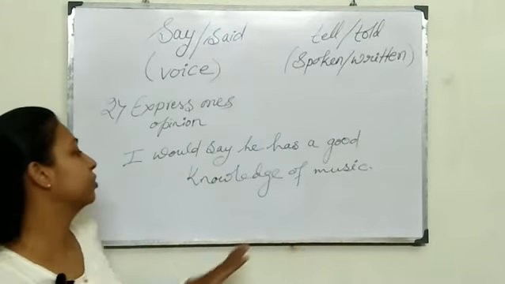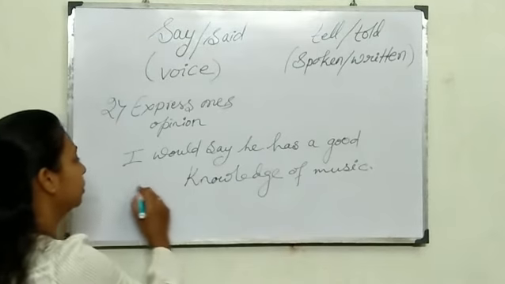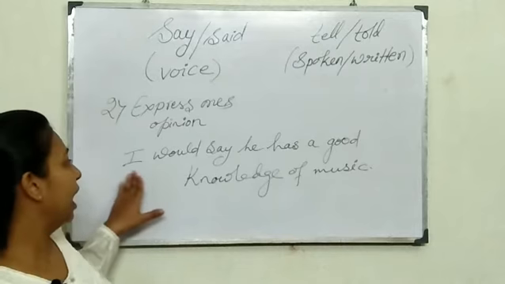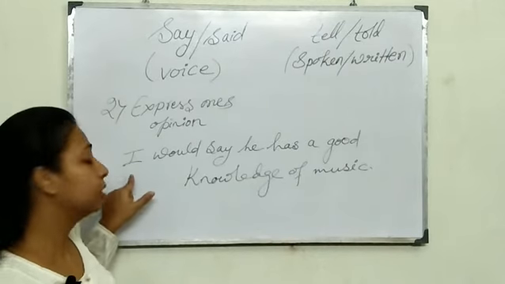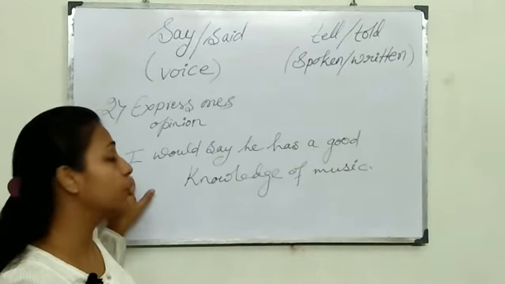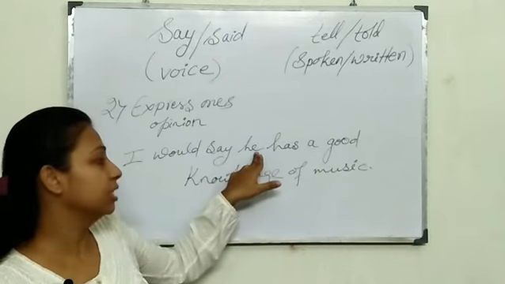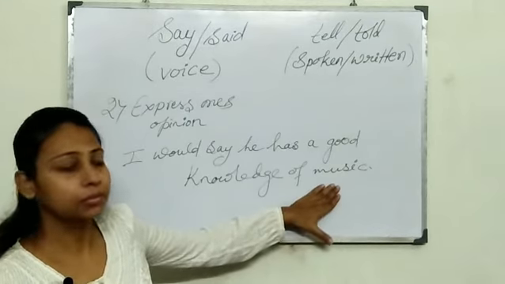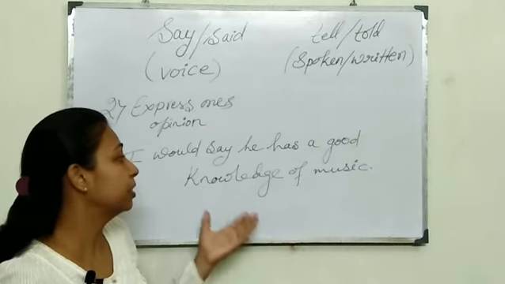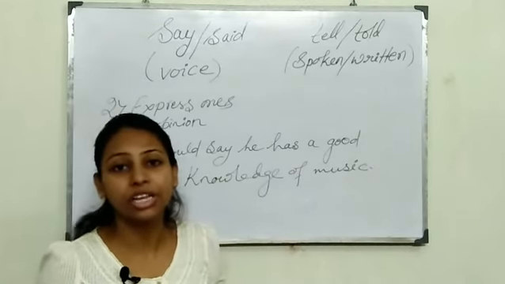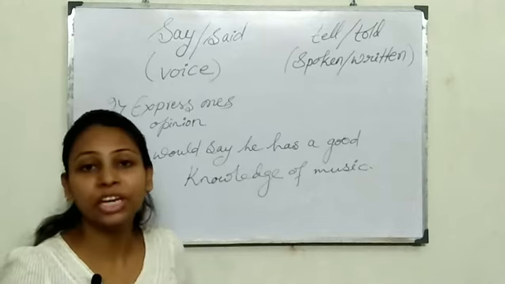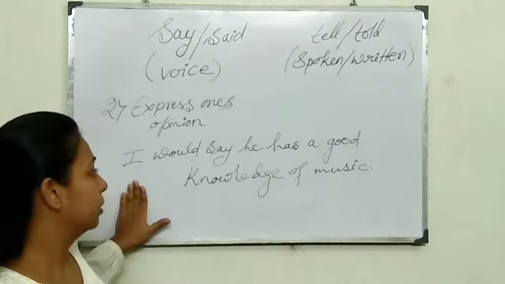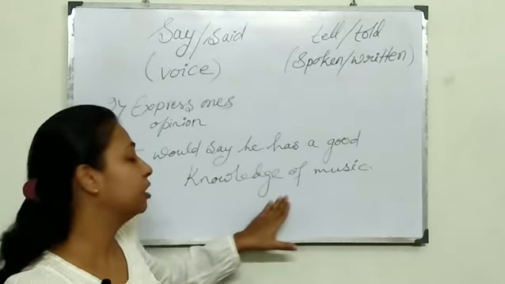I would say he has a good knowledge of music. So here the person's opinion is being given. Like I would say. So here the person is expressing his own opinion about the person who has a good knowledge of music. It could be possible that the person might not have that good knowledge of music in the opinion of someone else. But according to this person, he is having a good knowledge of music.